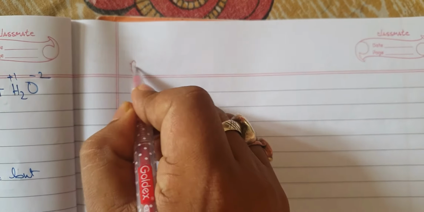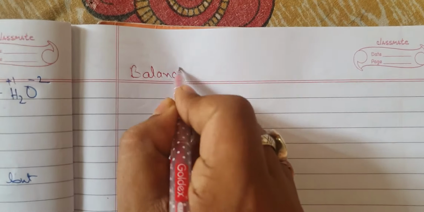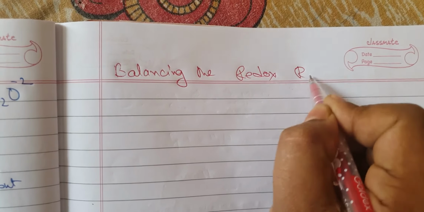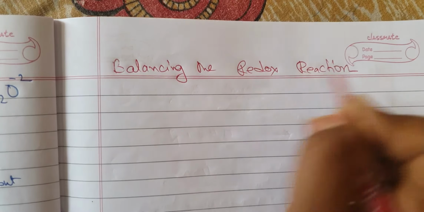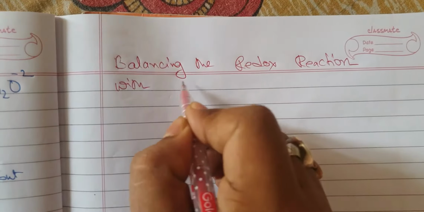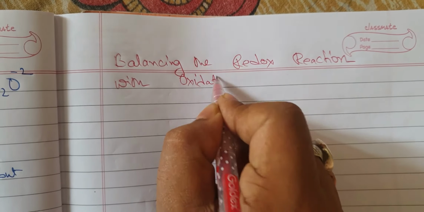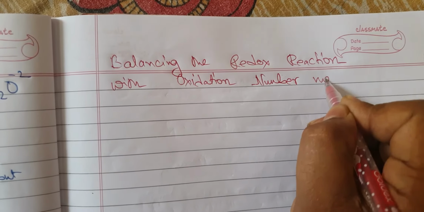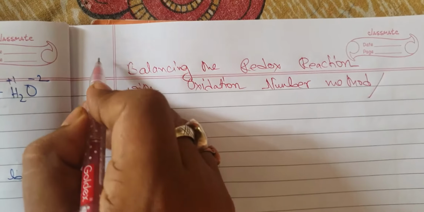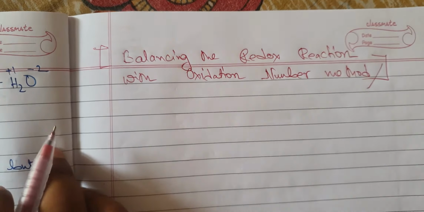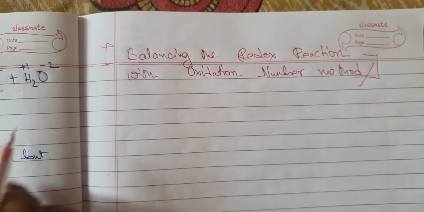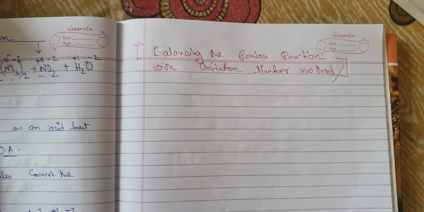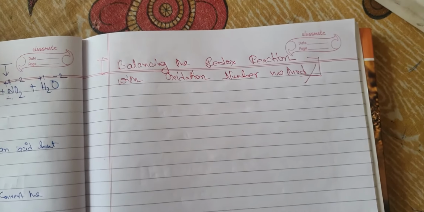Now we'll learn balancing the redox reaction with the oxidation number method. Up till now, you have done lots of examples from me with the ion electron method. Now we will learn the oxidation number method. The oxidation number method is just a variation of the ion electron method and shorter than it, but a little bit more understanding is required.